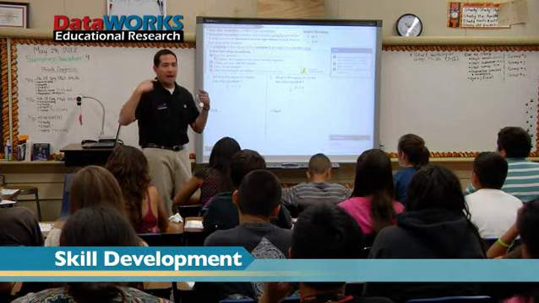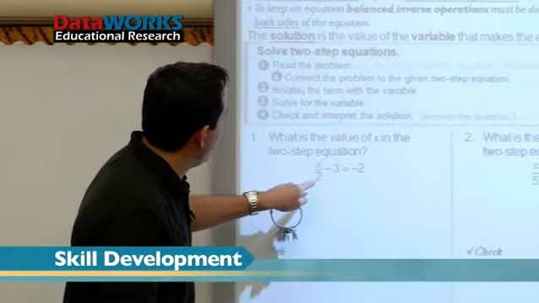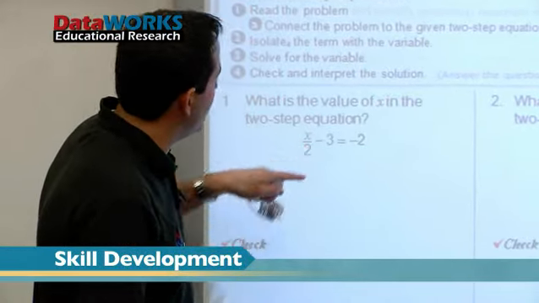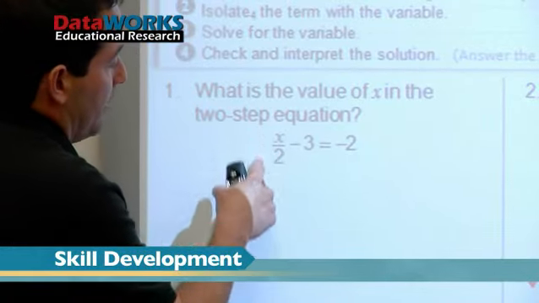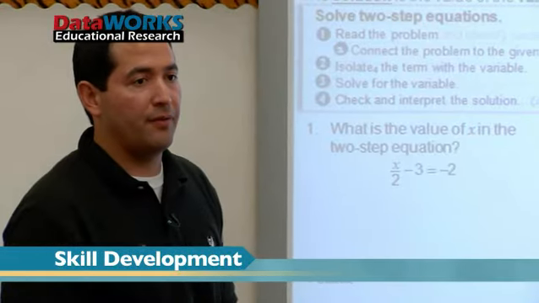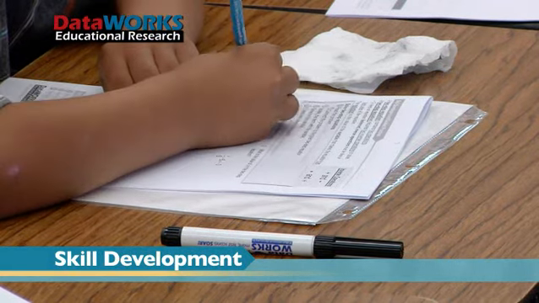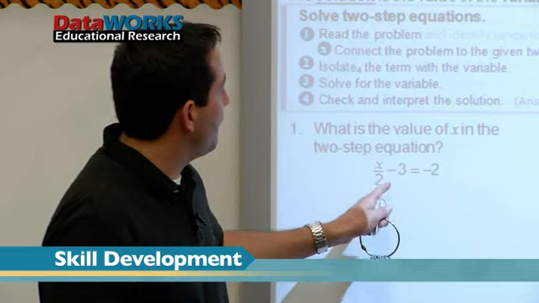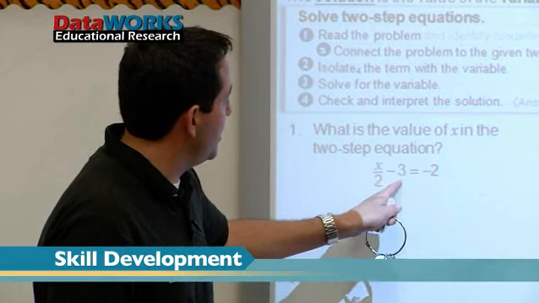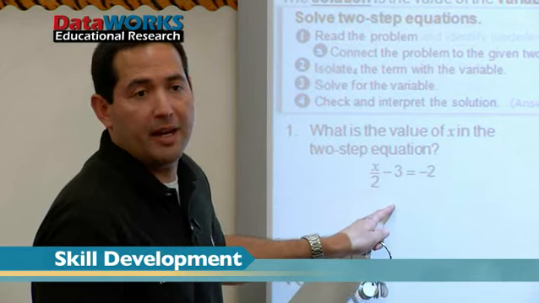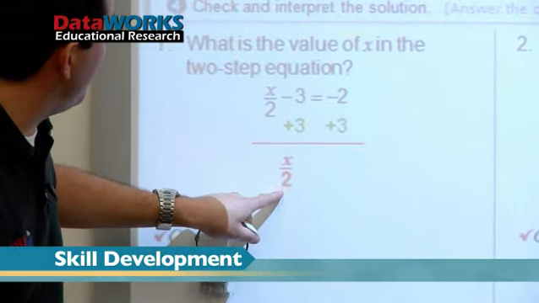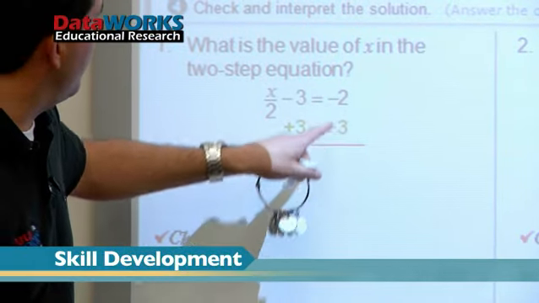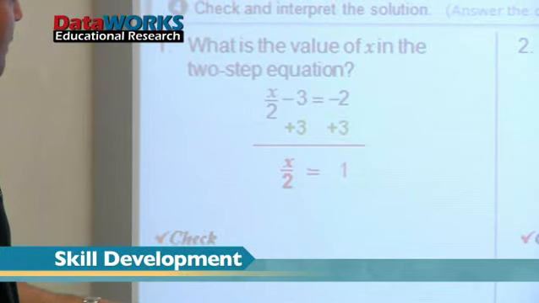Separate? Isolate. Isolate? Separate. So what we're trying to do is isolate or separate this term from the other stuff. Circle x divided by 2. We're going to do the other operation first. So once I've circled x divided by 2, I know my first inverse operation is to get rid of minus 3. I add 3 to both sides. So now I've isolated my variable, and I have plus 3 minus 2, I have 1.